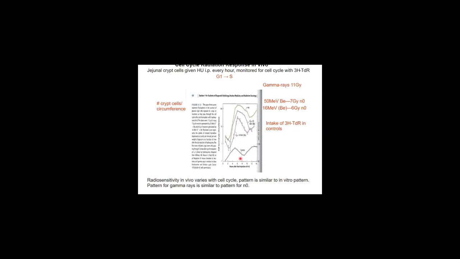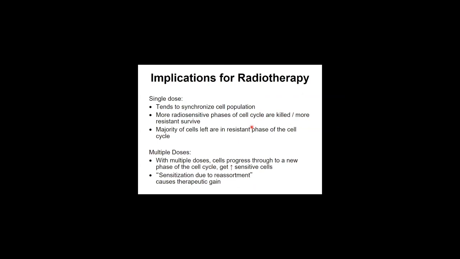Okay, so what does this mean for therapy? Think about it for a minute. You go to irradiate a bunch of cells that are cycling. What are you going to do? Your radiation dose is going to kill the most sensitive phase of the cell cycle, kill off the G2M phase cells, and leave the cells that are in the most resistant phase of the cell cycle. So you're going to tend to get synchronization after you irradiate, but you're not going to get equal killing. You're going to leave mostly the radioresistant cells.